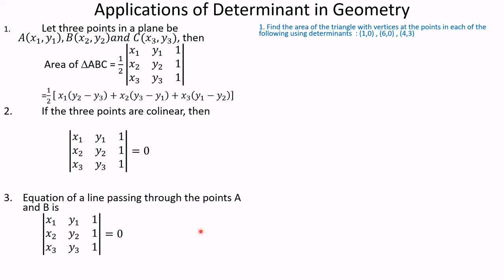Let us solve some numerical problems. Find the area of triangle with vertices at the points in each of the following using determinants. So the given points are 1, 0, 6, 0 and 4, 3. That is x1, y1 is 1, 0, x2, y2 is 6, 0 and x3, y3 is 4, 3. Therefore, area is given by the formula, area delta equal to half of determinant x1, y1, 1, x2, y2, 1, x3, y3, 1. Let us solve it.